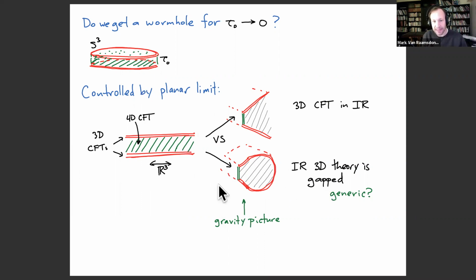If you have an example like this, where you get this picture, which corresponds to a confining gauge theory, then you see that this end of the world brane connects up between the two sides.